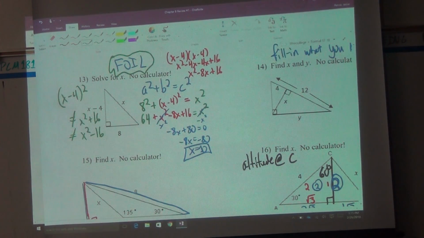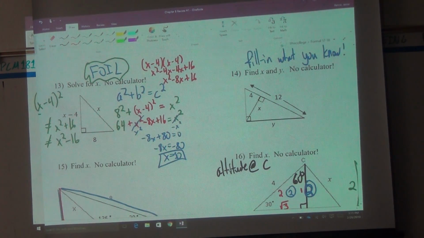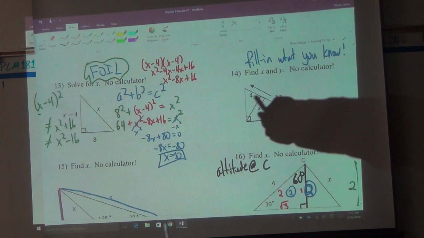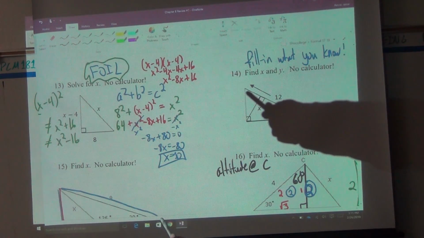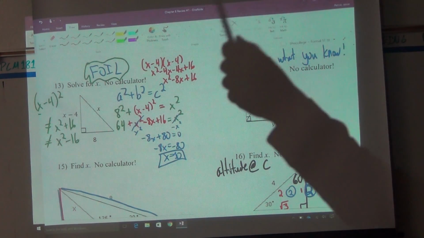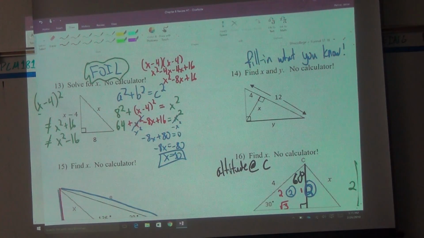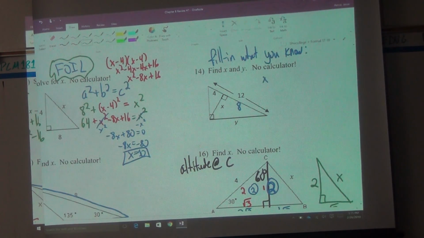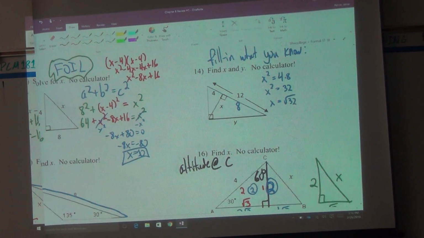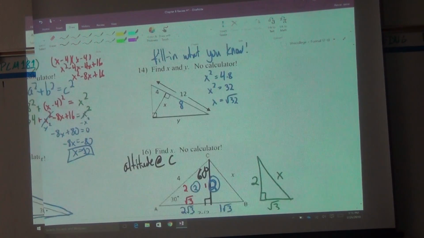All right. For number 14, you really want to fill in what you know. So if I give you a side that's partially 4 and all the way 12, you need to know that the missing piece of that is 8. 12 minus 4 is 8. And now x squared is part times part. It's 4 times 8. We'll break that down in a second.